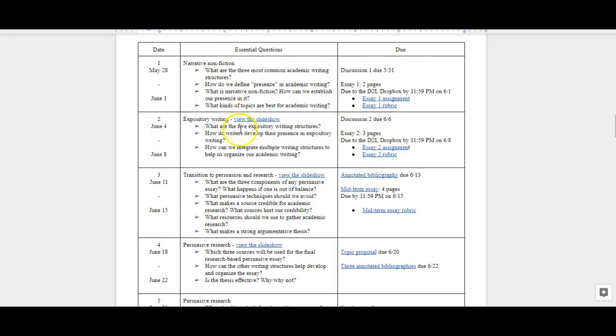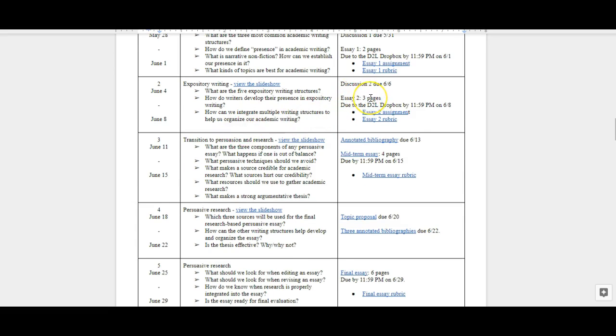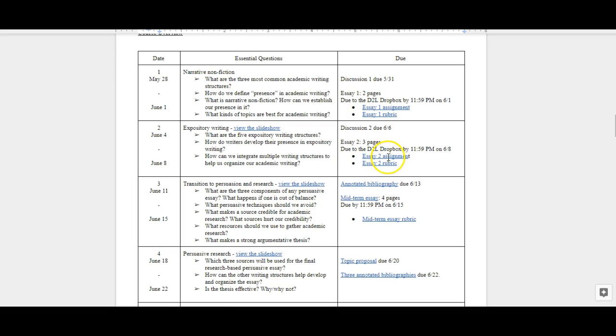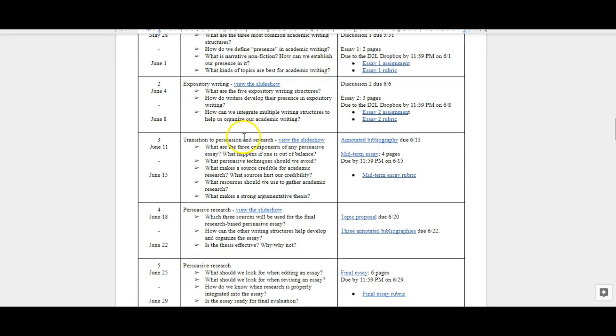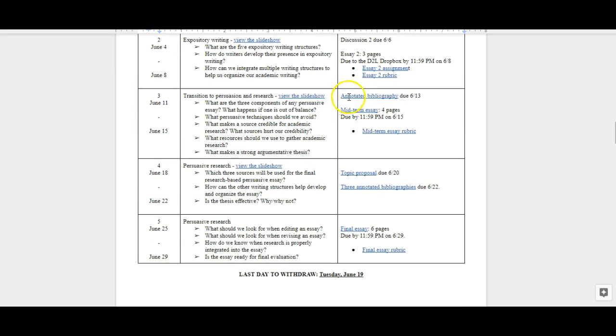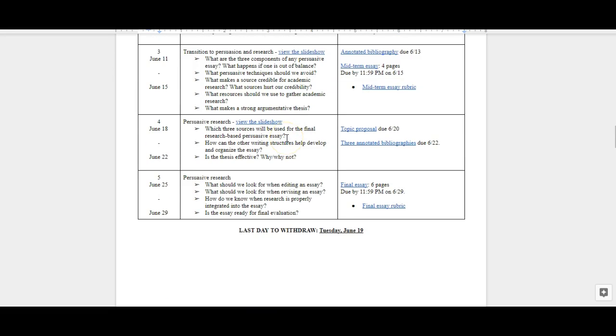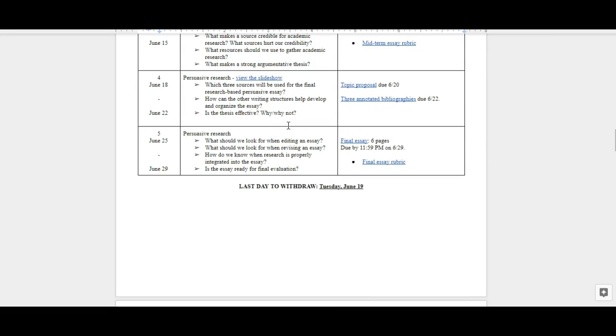So you see week 2. You have the due dates there. Again, the links to the assignments. As we get further in for expository writing and then persuasion and research, we do have slideshows that will help you set up your notes, annotated bibliographies. Each of these has its own dedicated screencast. So I'll go ahead and scroll through these.